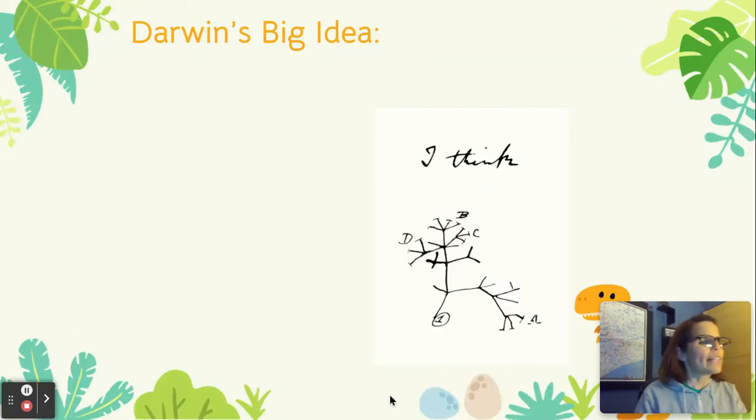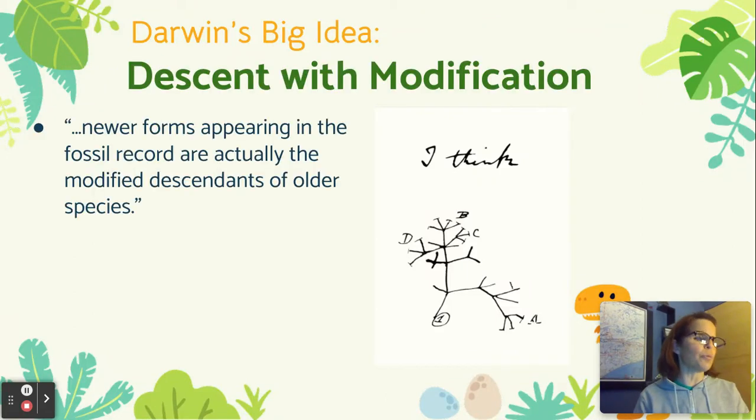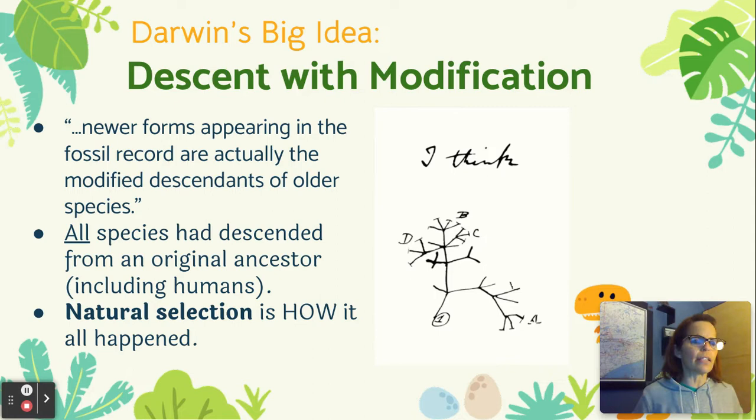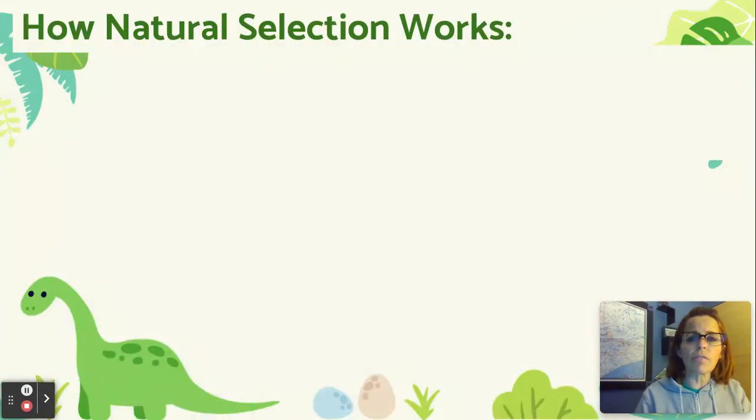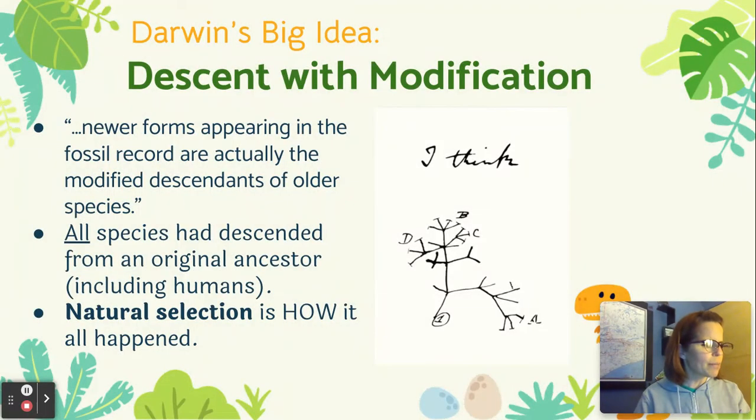Okay, so we're going to start with evolution and just remind you the concept that Darwin came up with called descent with modification. When we're talking about descent, we're talking about descendants. So we all are descendants of an original ancestor, but each generation, there are modifications. That was Darwin's idea, and he said that natural selection was how that process happened.